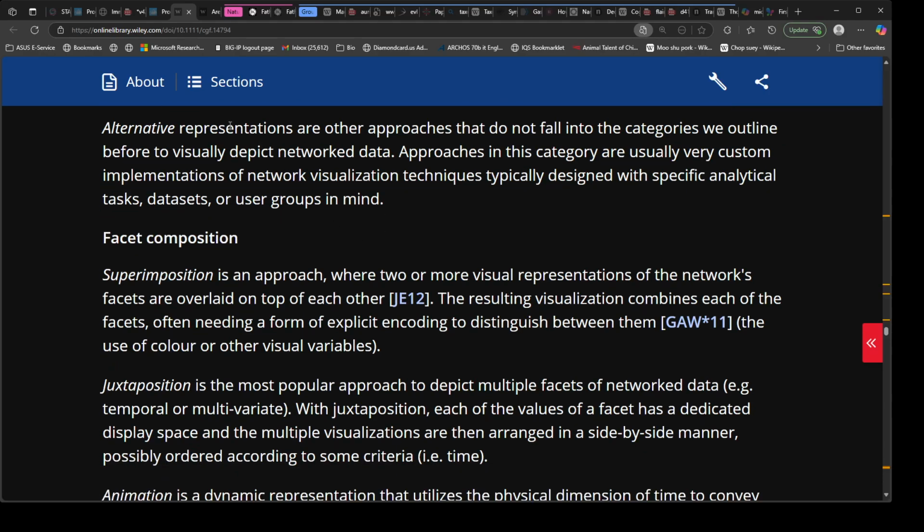Alternative representations are other approaches that do not fall into the categories we outlined before to visually depict network data. Approaches in this category are usually very custom implementations of network visualization techniques typically designed with specific analytical tasks, datasets, or user groups in mind.